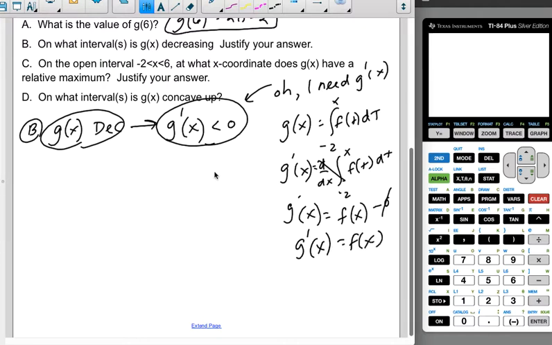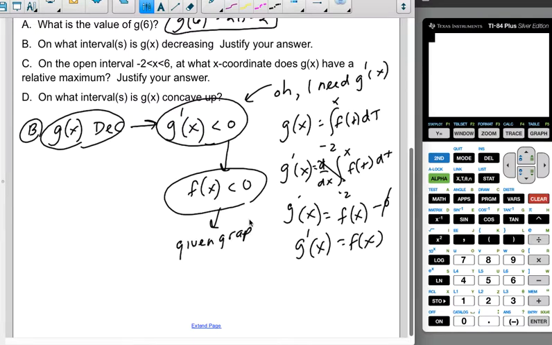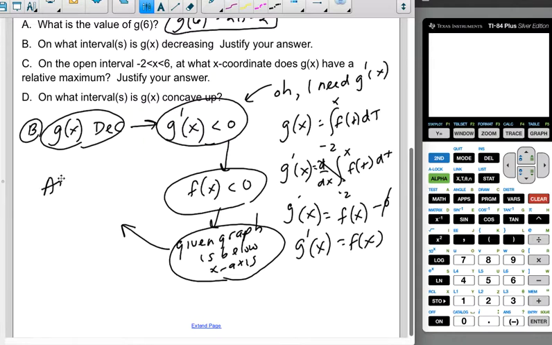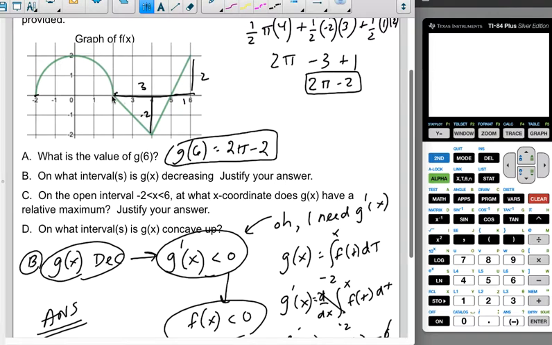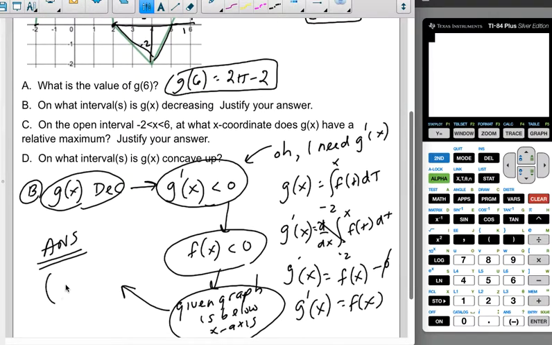Well, now let's go back to this flowchart. I'm looking for when f of x is less than 0. That means I'm looking with my eyeballs for when the given graph is below the x-axis, because that's what it would mean to be negative. So that's what I need to find with my eyes, and that's how I'm going to find my answer. So I go back up. I want when the given graph is below the axis, and the answer is from 2 to 5. So my answer is 2 to 5, right?